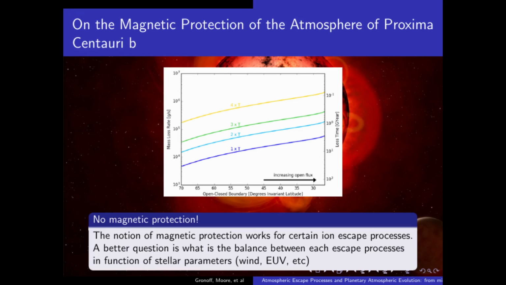2 or 3 exospheric temperature for Earth-like planet at Proxima Centauri b is really something small with respect to the EUV conditions that we have over there. So basically what this calculation shows is that there is not really any magnetic protection around Proxima b with an Earth-like planet. And it shows that basically we can really lose a lot of atmosphere even with a magnetic field.